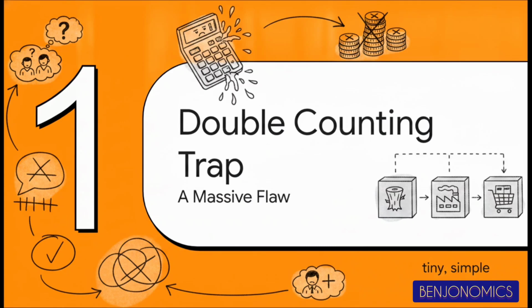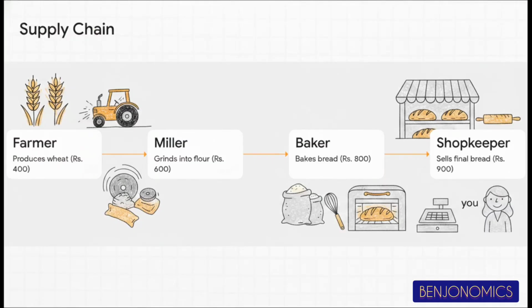To really appreciate the solution here, we first need to understand the massive, glaring accounting flaw that economists have to avoid. Just imagine you're tasked with adding up the economic output of a really simple supply chain. Let's look at a totally relatable example, the journey from wheat to bread. Okay, so step 1, a farmer produces some wheat and sells it to a miller for 400 rupees. Step 2, that miller turns the wheat into flour and sells it to a baker for 600 rupees.